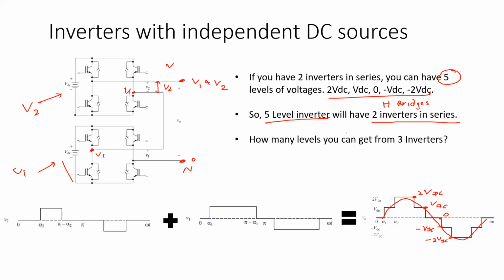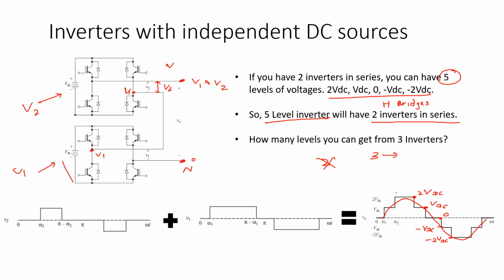Okay, did you understand this? And okay, if you have understood this, somebody say, if you have 2 inverters, you can have these 5 voltage levels. If you have 3, what happens if you have 3? How many voltage levels can you have? Can somebody answer in the chat? If you have 2 inverters, you can have 2 VDC, VDC, 0, minus VDC, minus 2 VDC. So altogether it is 5.